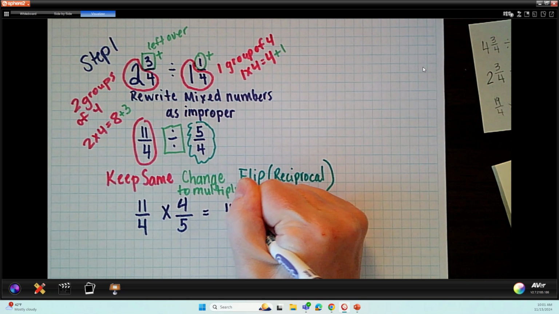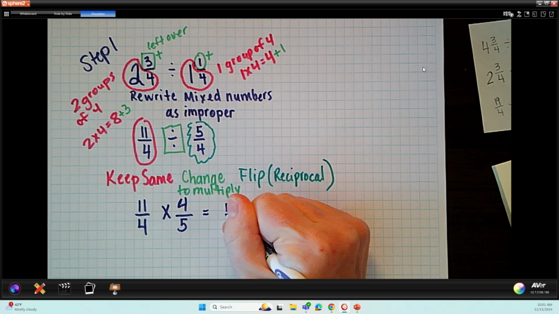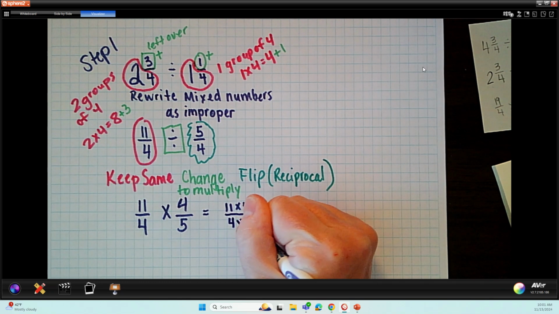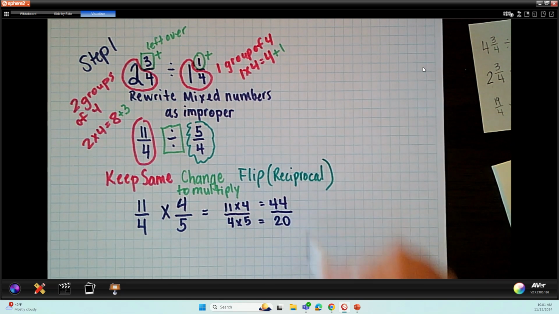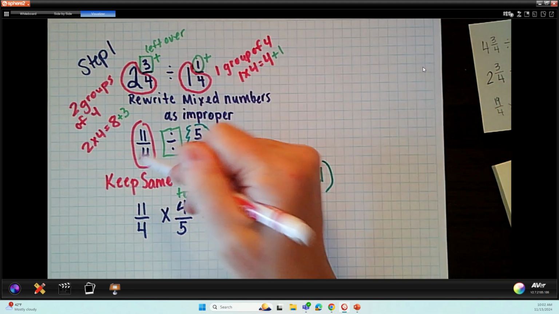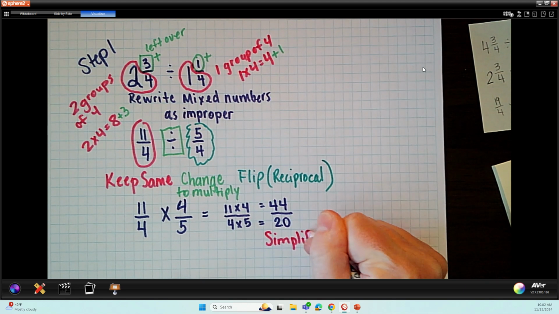11 times 4 is 44, and 4 times 5 is 20. Now, this is another problem they're running into. This is a very big number, and they are not able to find, like if it's a multiple choice, 44 over 20 may not be there. That is because we need to simplify. Because we changed these mixed numbers to improper fractions, we kind of have to put it back into that form.